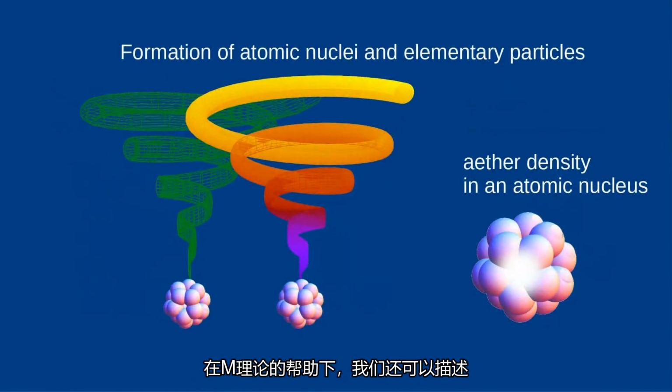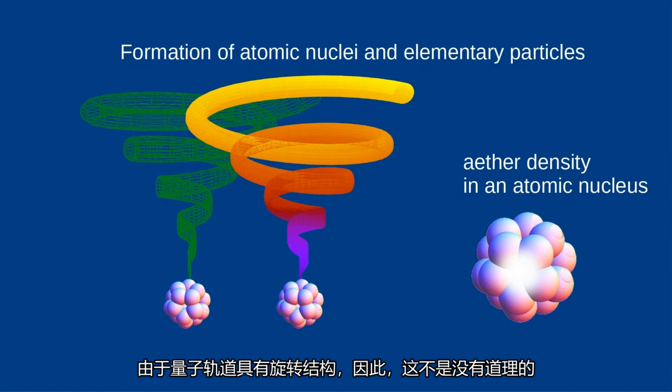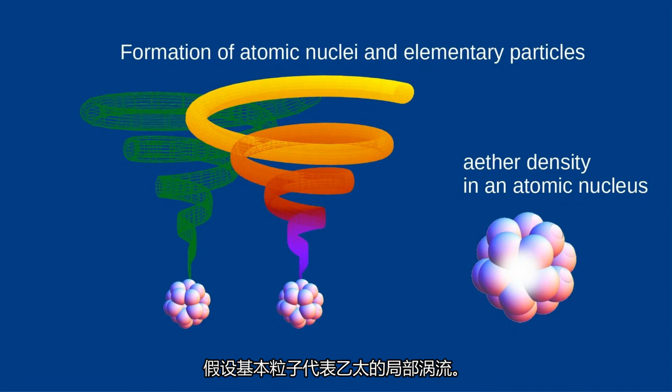With the help of M theory, we can also describe the world on a small scale. We can build M theory into quantum mechanics. Since quantum orbits have a rotational structure, it is not unreasonable to assume that elementary particles represent local vortices of ether. Inside a tornado, in its eye, it's quiet. Therefore we can assume that the ether density approaches 0 there. This would suggest that there is an event horizon in every elementary particle.